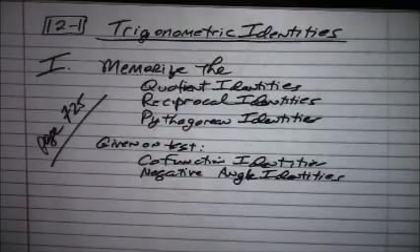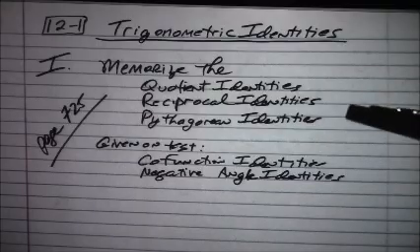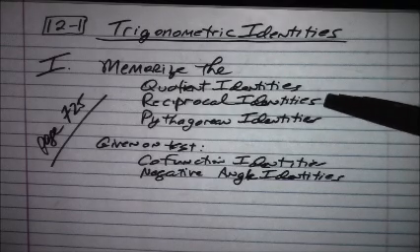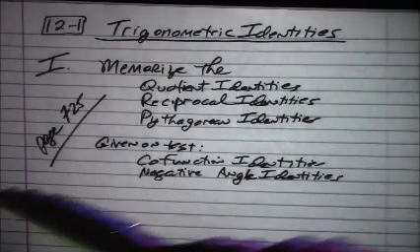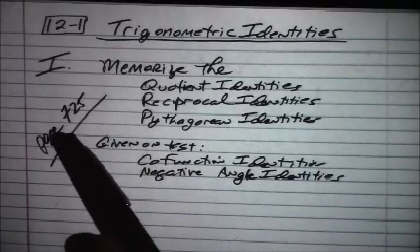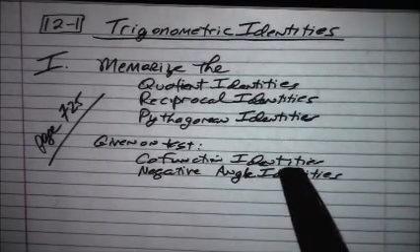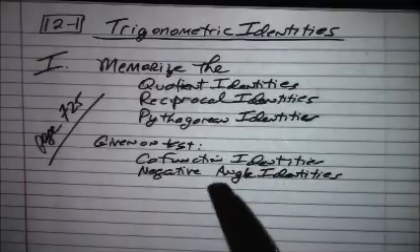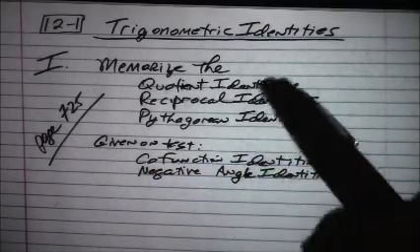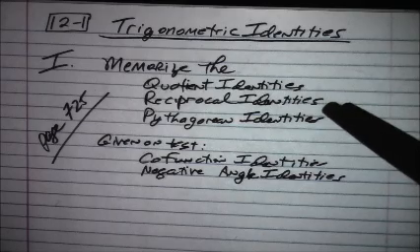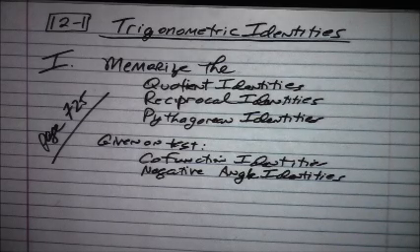I'm going to talk about trigonometric identities now. And the first thing is, as you see on this paper, you need to memorize the quotient identities, reciprocal identities, and Pythagorean identities, all shown on page 725. I will give these on the next test, cofunction identities and the negative angle identities. They're not as common. These you'll use periodically and many times with trig functions.